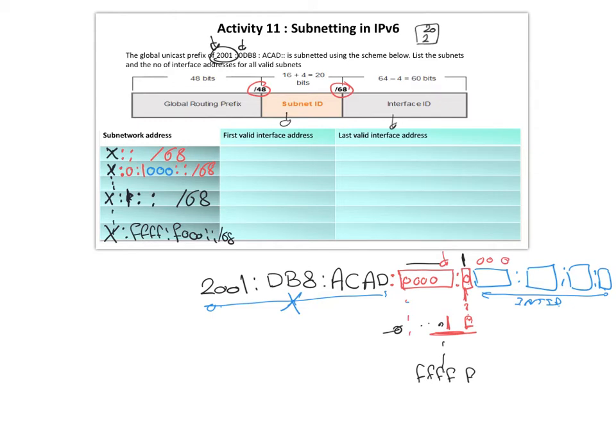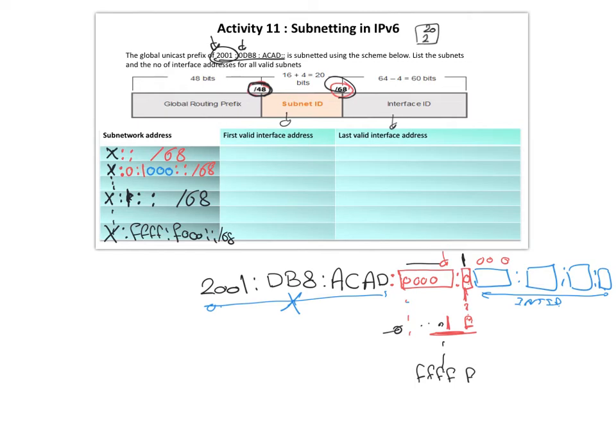Why is it /64? It's actually not /64, it's /68. Because we said that the original network has 3 hexadecimals, 3 times 16 is 48. And we are required to subnet this network using 20 bits. So 20 plus 48, 68. Okay?